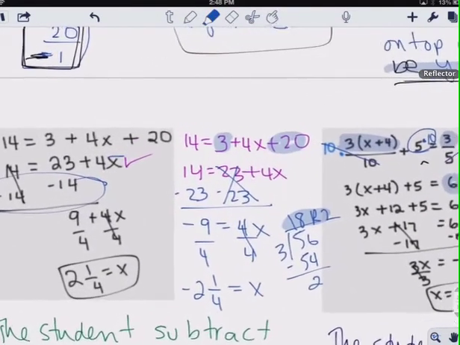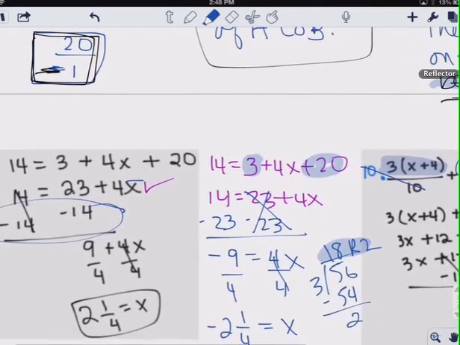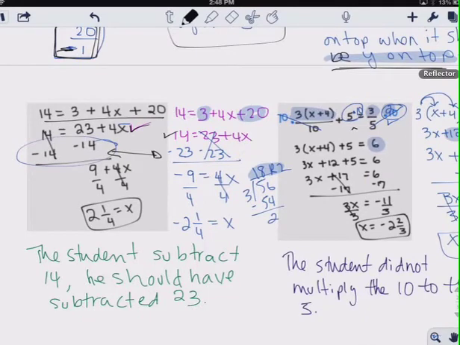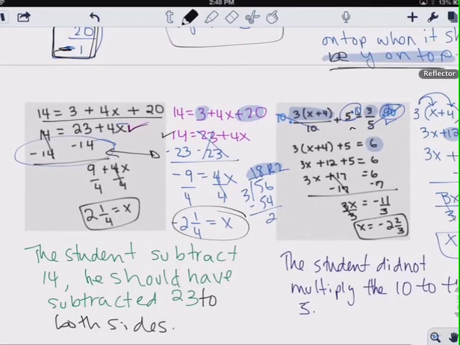Here's the problem here. What I did here is I did one problem at a time. I did the top, copied the problem, did that work. And then here I noticed that it checked off to be the same as mine. But here is where it is different. So then I can stop and write the student subtracted 14. He should have subtracted 23 from both sides. Okay, and then continue, and that's where your answer is.